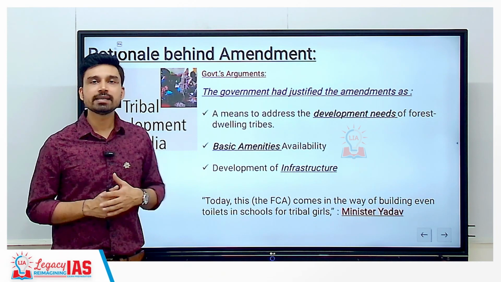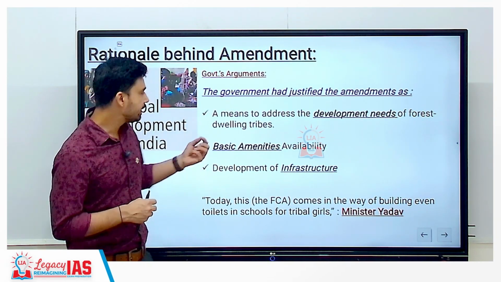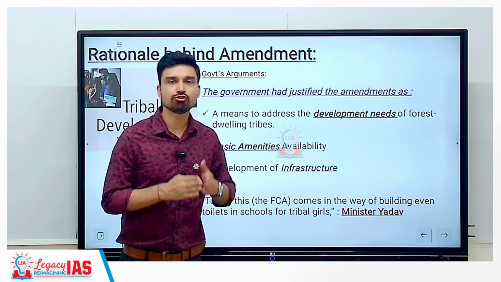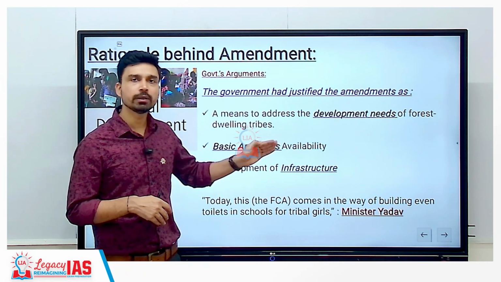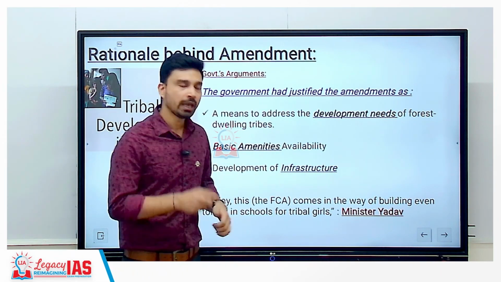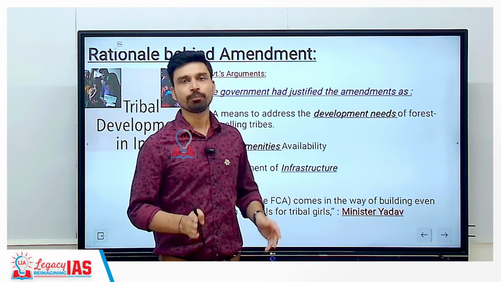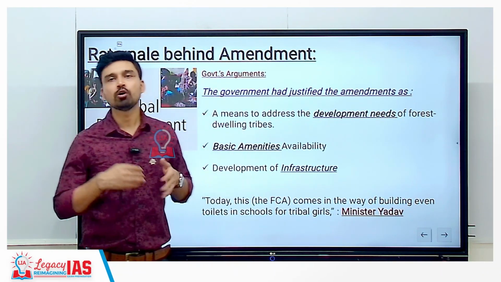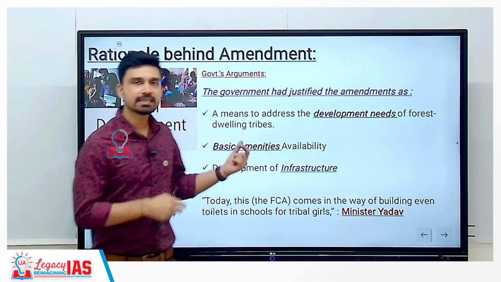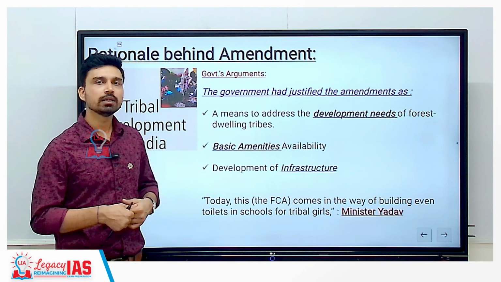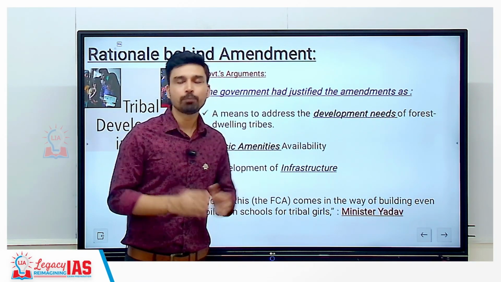Second, the government says that many people who live traditionally in the forest areas lack basic amenities such as drinking water, sanitation and so on. So to make sure the basic amenities are available to them, we need an amendment in the FCA. And the third reason given is obviously the development of infrastructure, whether it is roadways, telecom towers, mobile towers, or any other kind of large scale infrastructure, which necessitates the amendment in the FCA. Otherwise, the entire area will remain protected and development projects cannot be approved.